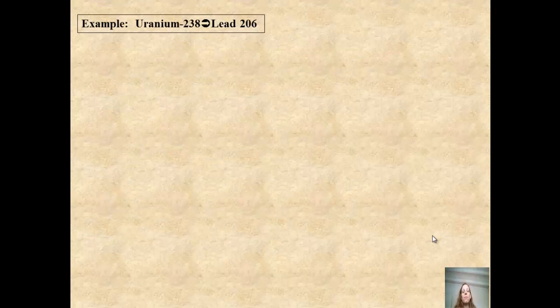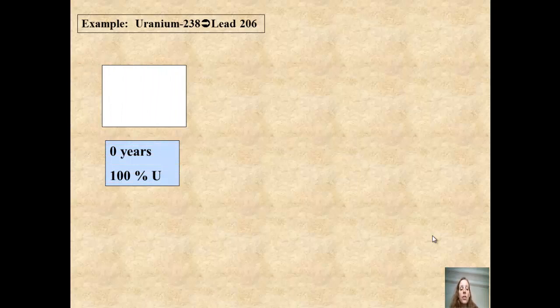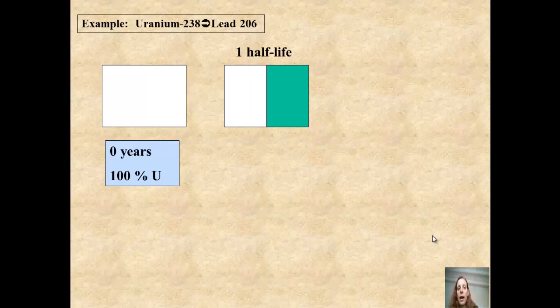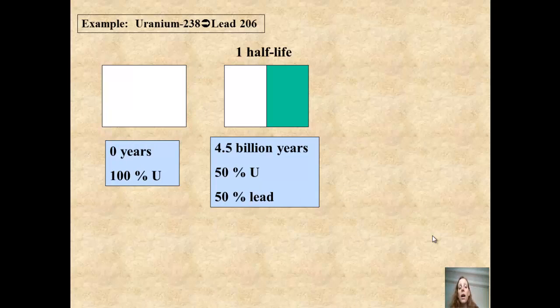Another example is uranium. Uranium breaks down into lead. And you're going to want to draw this image on your notes. If no time has passed, then there's 100% of uranium present. After one half-life, there's only 50% uranium and 50% lead. The half-life of uranium is 4.5 billion years, quite a bit more than carbon-14, which I believe is 5,000 or 7,000 years. After 2 half-lives, how much uranium is going to be left?